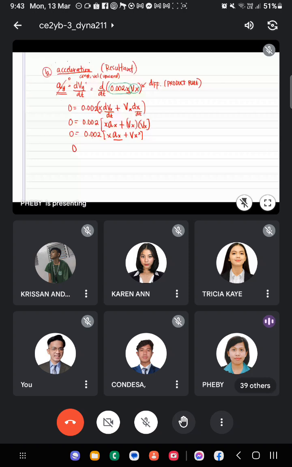So, our acceleration resultant will be square root of ax squared plus ay squared. So, ax is negative 0.791 squared plus 0, or 0.791 meters per second squared. Our acceleration resultant. So, yan yung acceleration ng ating jet plane kapag nasa 100 meter altitude na siya, moving with a constant upward velocity of 10 meters per second. Yan yung kanyang acceleration resultant.